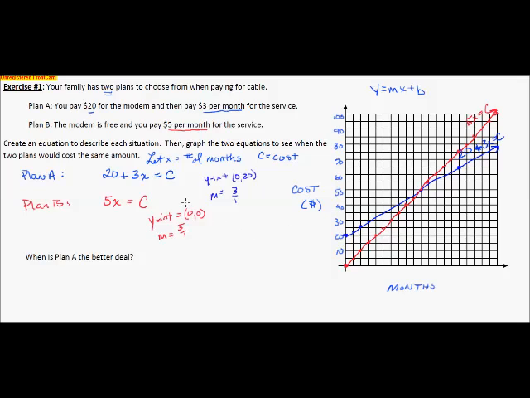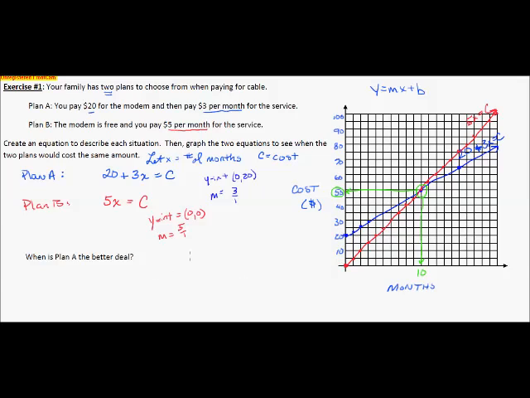Alright, so what we've done is we've created 2 lines, 2 graphs, and we want to see when they would cost the same amount. It says graph the 2 equations to see when the 2 plans would cost the same amount. So right here, and I'm going to circle this one, that's the point where they cost the same amount. And that is the point if I go straight down here, that is equal to 10 months. And if I go straight across, that is equal to $50.